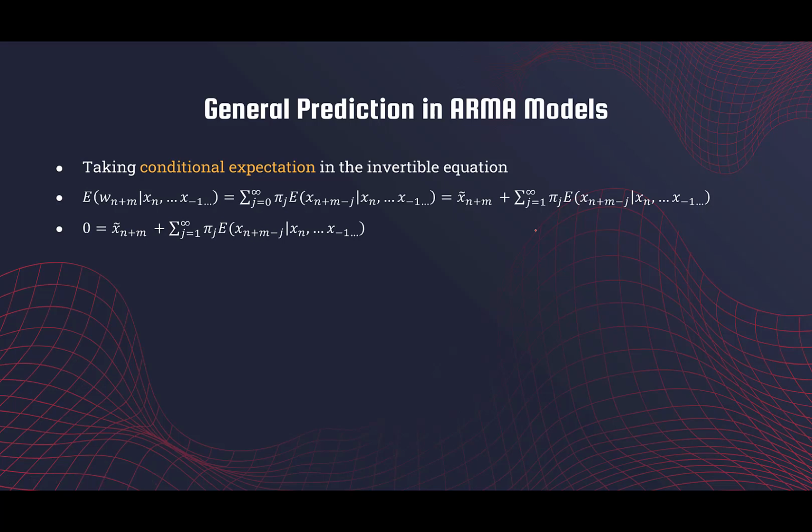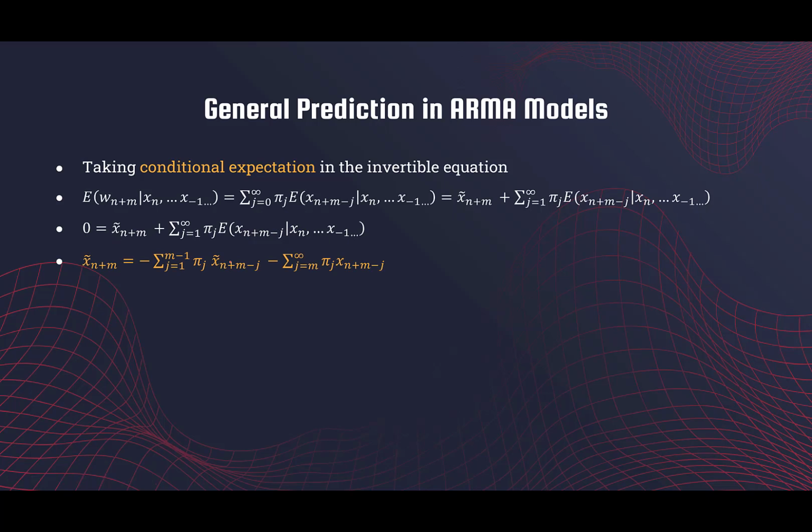So what we get is, remember this is in the future, n plus m is in the future, this is the past. This conditional expectation is just expectation of wn plus m. W is white noise, therefore this is 0. So this is the expression that we get.